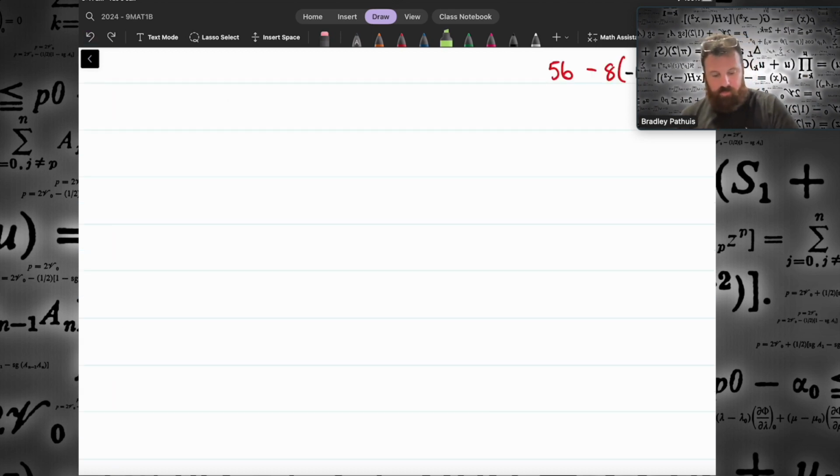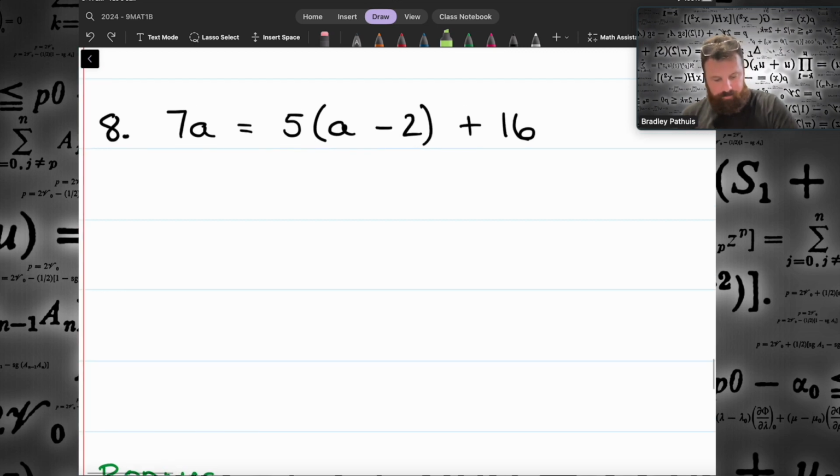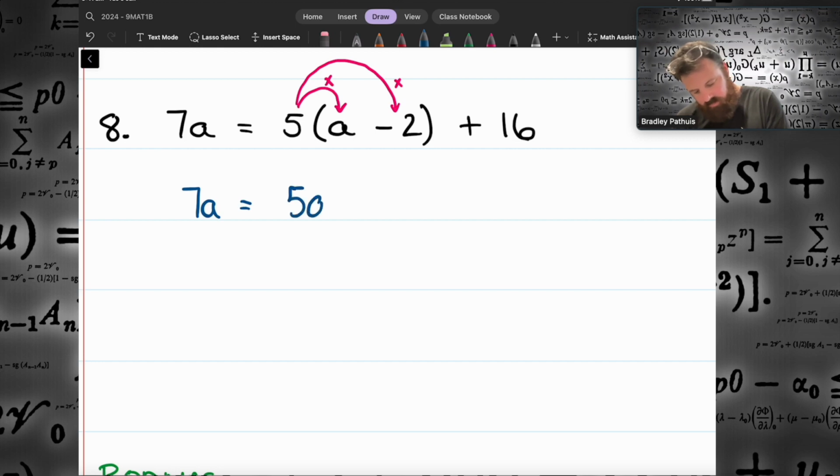So the first thing I'm going to do is expand these brackets. Remember, expanding brackets, it's 5 times A and 5 times -2. So when I expand these brackets, the left-hand side stays the same. 5 times A is 5A. Now the next one, 5 times -2 is -10. And then the plus 16 is not part of the brackets, so it just gets left on the right-hand side there.